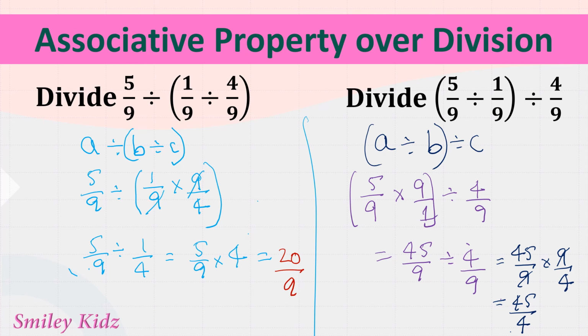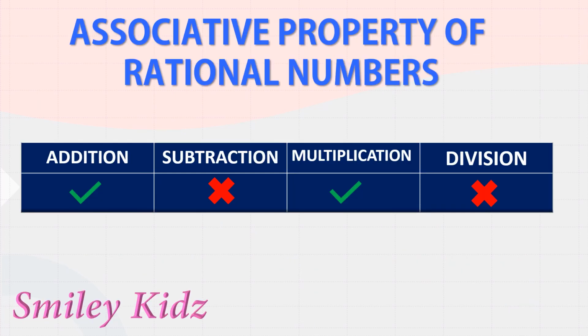That means that associative property over division is not satisfied for rational numbers. We have filled the fourth block as well, that is, rational numbers do not satisfy associative property over division.